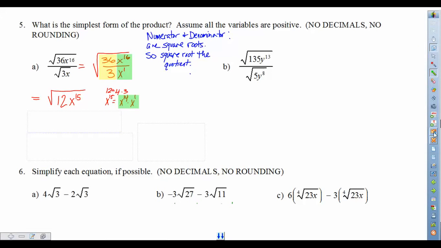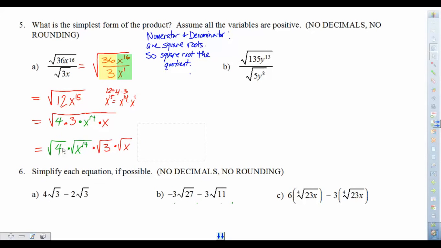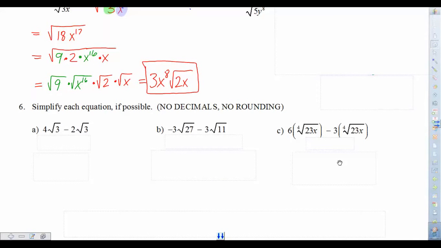I'm yapping too much. Let's get to the answers before I mess up again. All right, so perfect square here, perfect square there. We get the square root of 4 times 3 times x to the 14th times x. I'm going to reorder those so we have the perfect squares lined up, and notice I applied the square root product property. So now going in the other direction: the square root of 4 times the square root of x to the 14th, which allows us to say that's just 2x to the 7th. And then what we have left there is the square root of 3 times the square root of x, which we combine and write underneath one root. Okay? Good? Good.